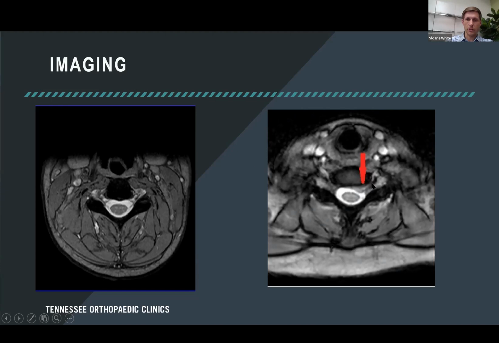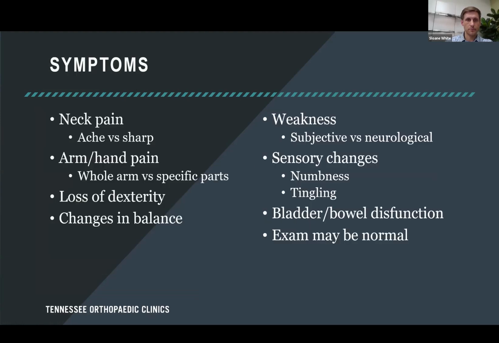The one on the right, as you can see where the arrow is pointing, is an example of a disc herniation. When you compare this tunnel on the right of the image to the one on the left, you can see that this tunnel is narrowed. And that would typically be where we would expect to see some type of issue with the nerve.